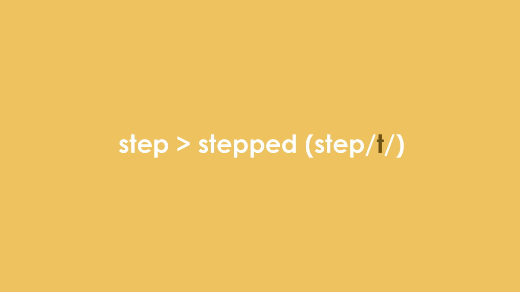And the simple past pronunciation is stepped. You pronounce like a T at the end, stepped. You don't add another syllable. You just say T at the end. Let's look at the other examples so that you can practice.